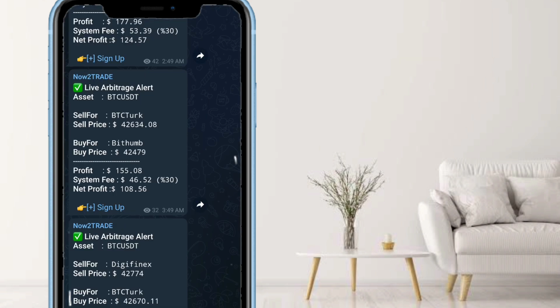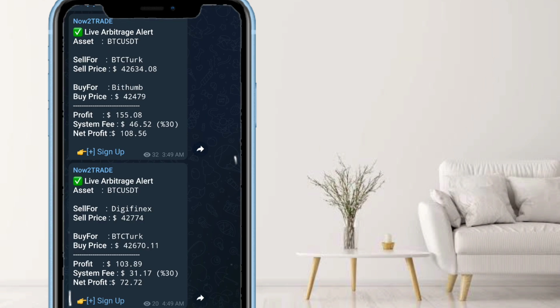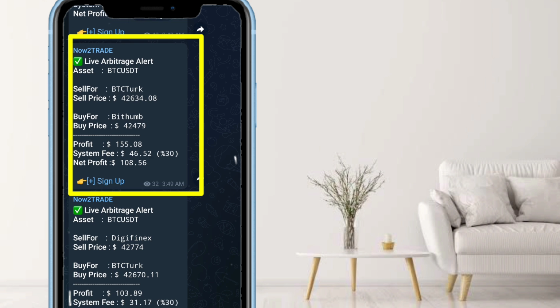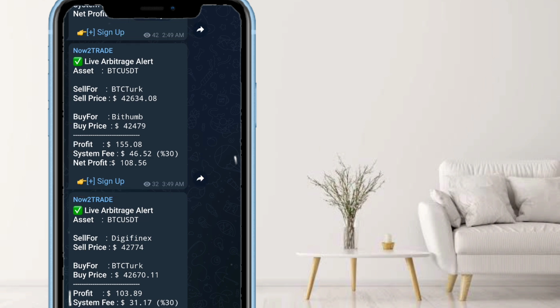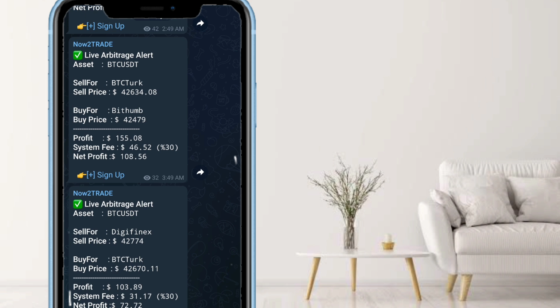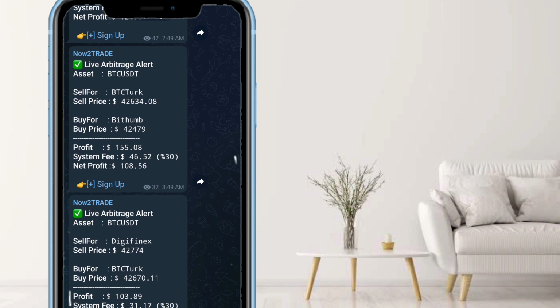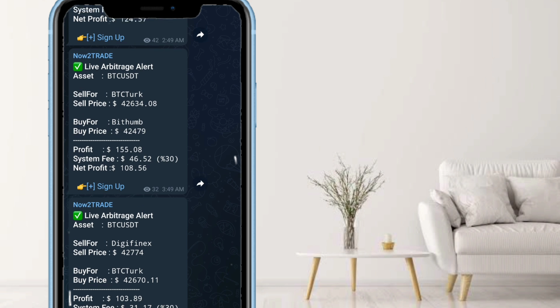Now on the Telegram community, you just scroll down to the last one, you understand? Then you start seeing the signals. You see that the first one is asset BTC, sell for BTC Tonk, sell price 42,000, then buy for BitHub, buy price 42,400. You understand? Now the profit is 155. By the time the system removes 30% of the profit, you will get 108. That is why I say the system always makes money. So the moment they are making money, you just know that the platform will always stay forever.